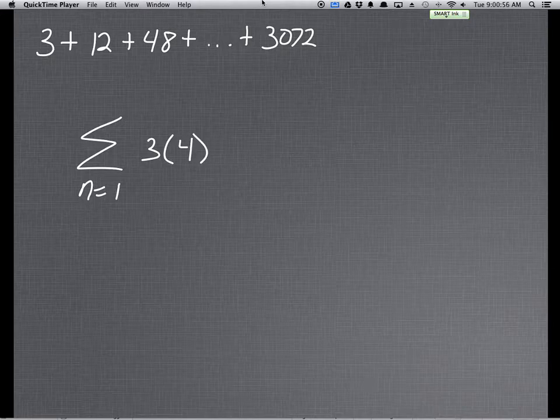How do we get r? Second divided by the first. Okay, so the only thing left to find is the top number. So what do we do to find the top number again? Take your formula you just wrote down and set it equal to the last number, 3072.